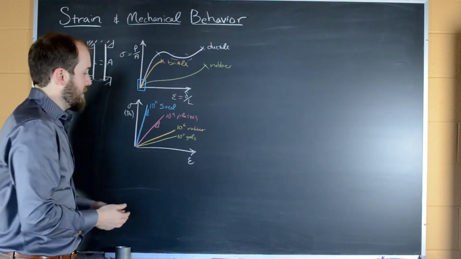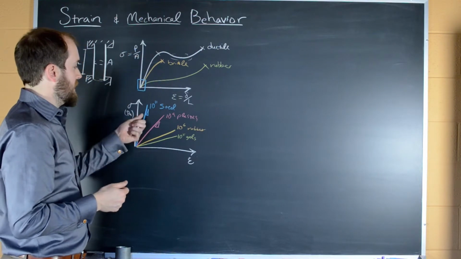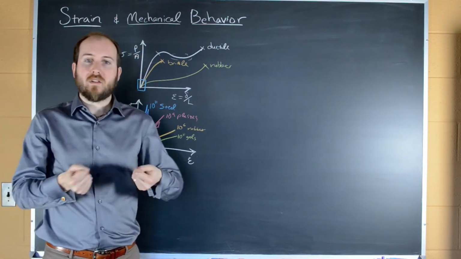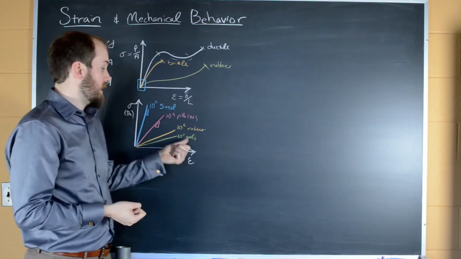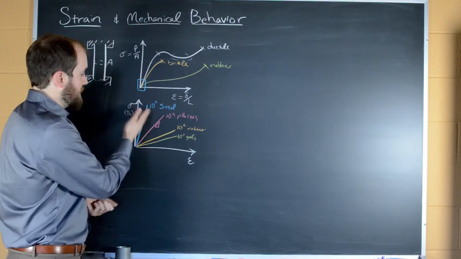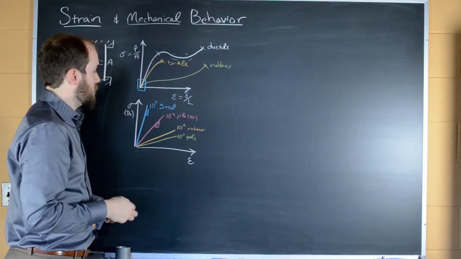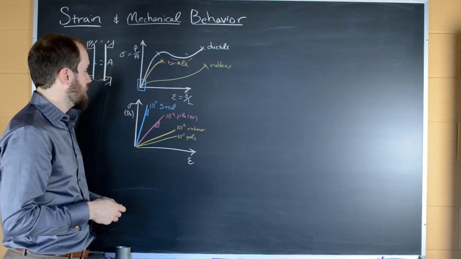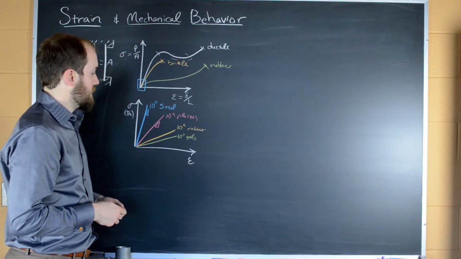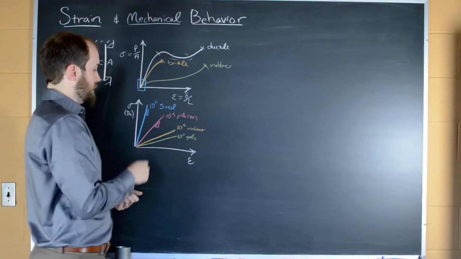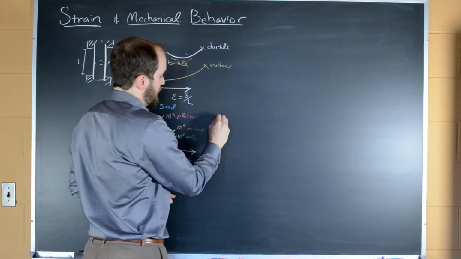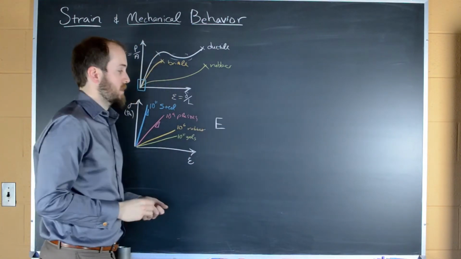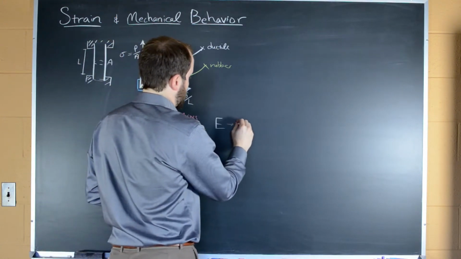And this should hopefully make a little bit of sense to you intuitively. Steel, we know, is much stiffer than something like a rubber or jello. And this is basically our measure of quantifying how much more resistance to deformation there is. And so the slopes of these curves are given the symbol capital E, which describes the elastic modulus.